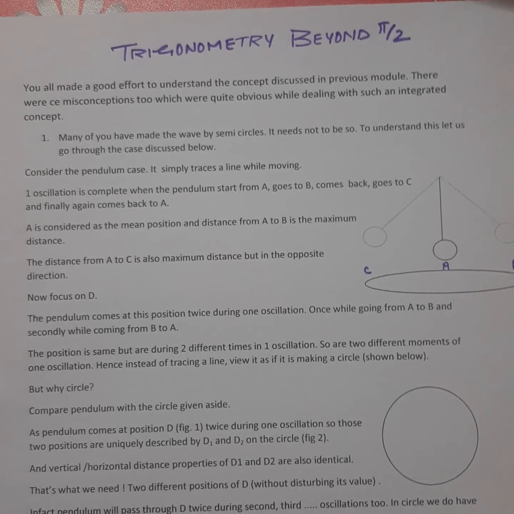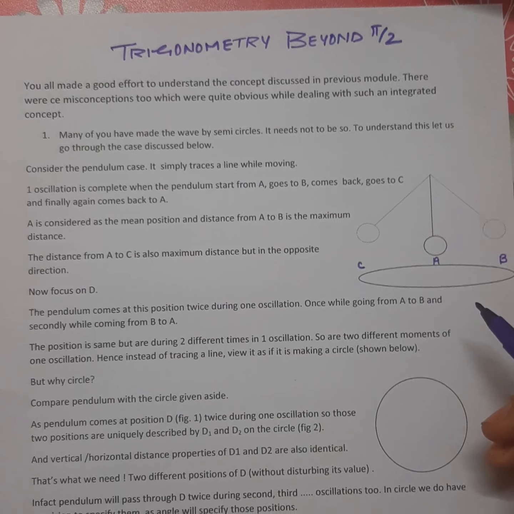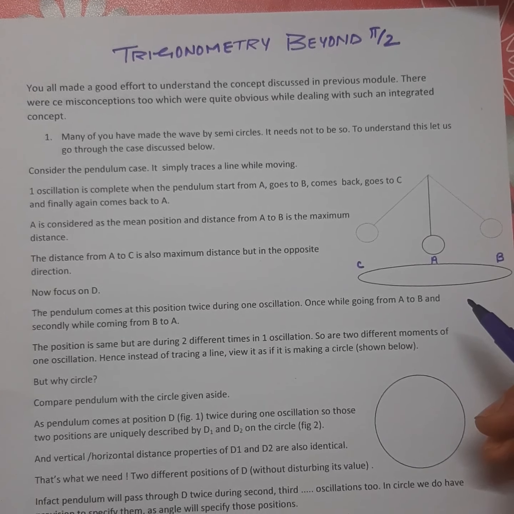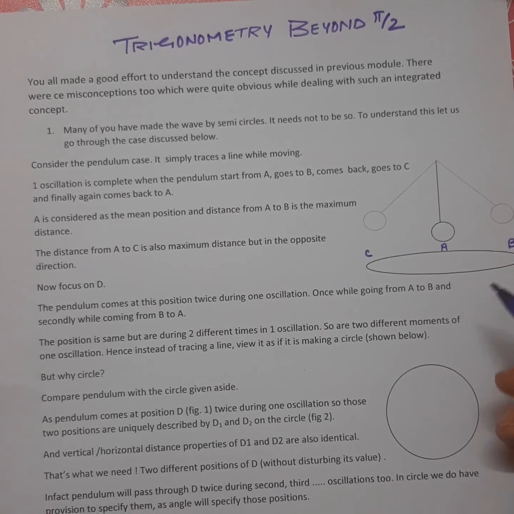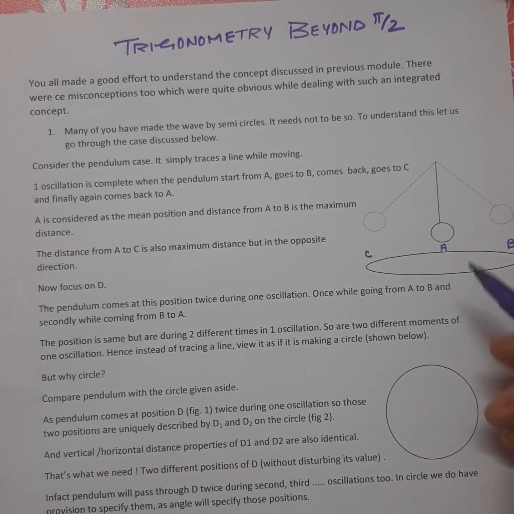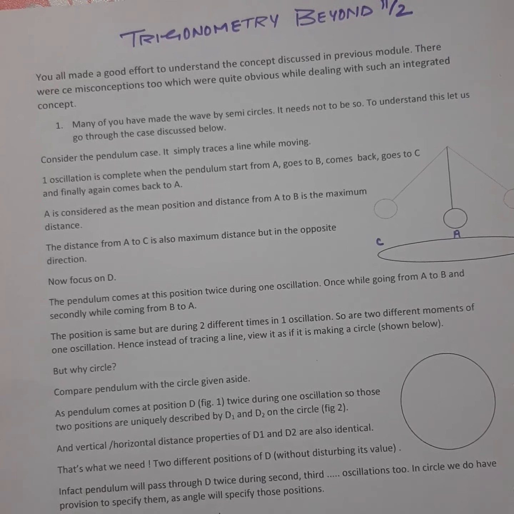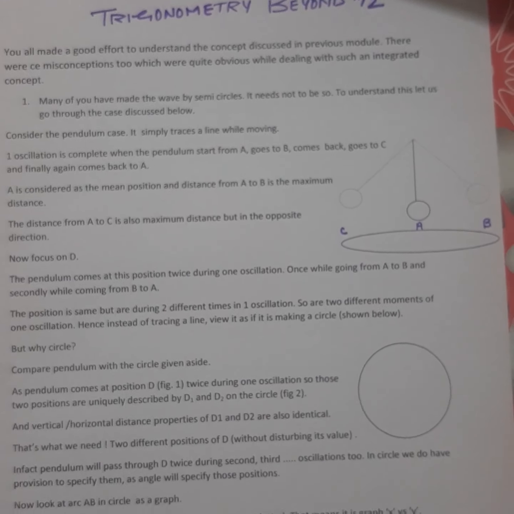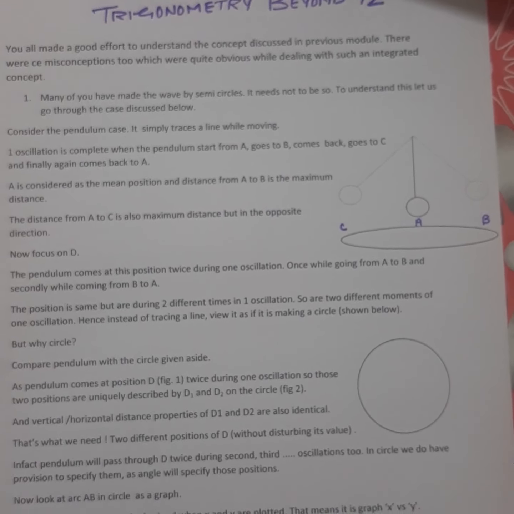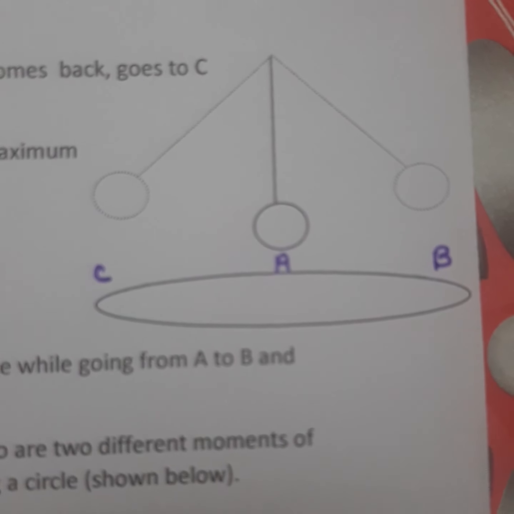So in the previous module we discussed that the motion graph of a pendulum mirrors a repeating circle. While drawing the graph of a wave or the graph of the pendulum, you made it using semicircles only. Let us try to clarify that. This is a pendulum and it simply traces a line while moving.